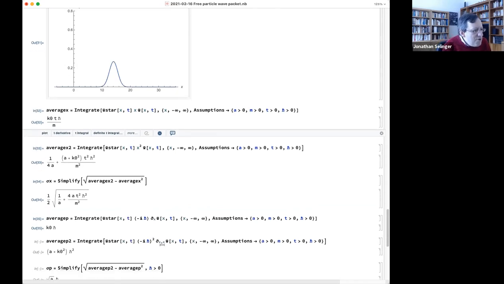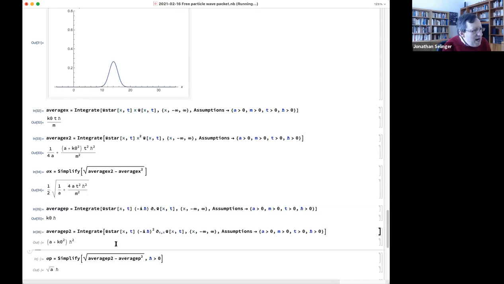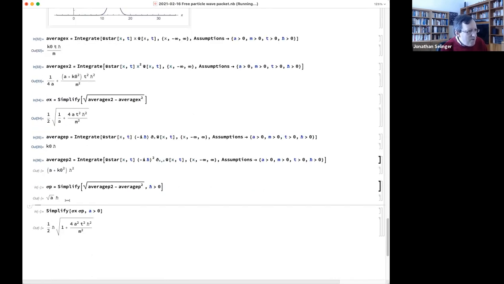And so that's the average momentum, and there's some average of momentum squared, and there's an uncertainty in the momentum that we can calculate. And then once again, we can check the uncertainty principle and ask, what's the product of those two uncertainties? And look, it comes out to be a half h bar times something that's at least as big as 1. So that's consistent with the uncertainty principle.